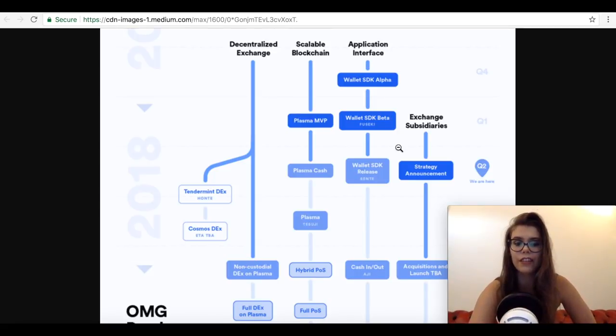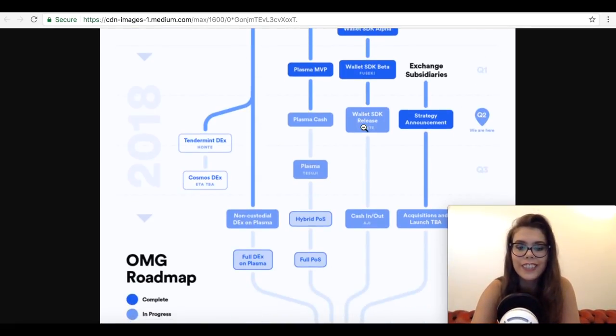So they basically completed 50% of their application interface by going through with the alpha and beta phases of their wallet SDK successfully. They are also on course for releasing a fully functional SDK wallet shortly, which will be called by the name Center. I think I'm saying it right, Center. So they've also got some additional features.